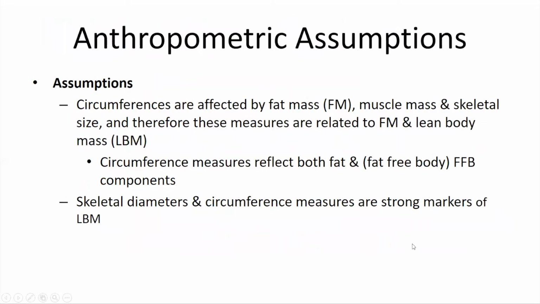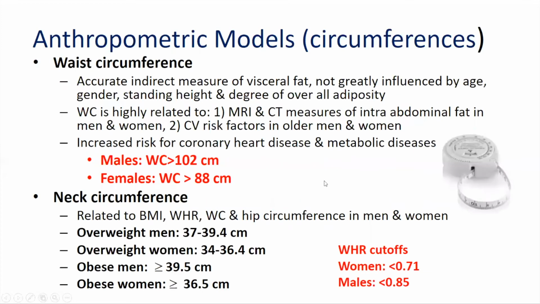The assumption of this measurement is that the circumferences are affected by fat mass, muscle mass, and skeletal mass, and therefore these measures are related to fat mass and lean body mass. So the circumferences are going to be the best way to estimate body composition in the obese population. It's also an easy way to measure weight loss or body fat loss in all populations if you don't have the body composition supplies and tools required for other field-based methods.